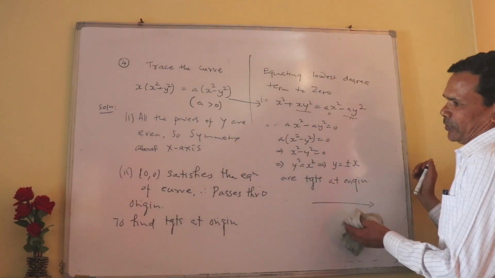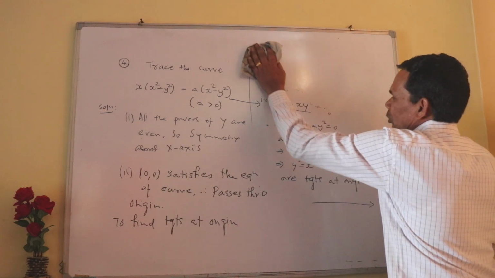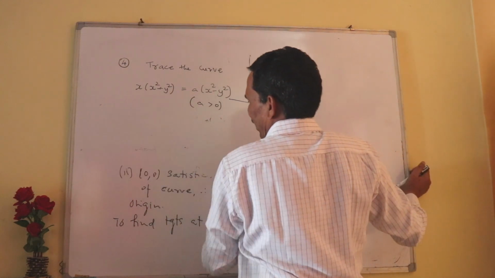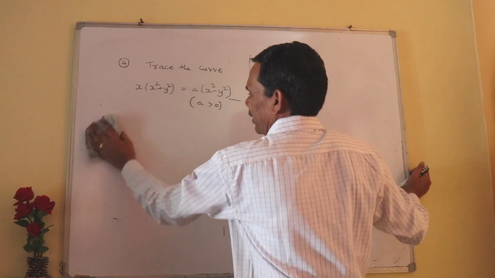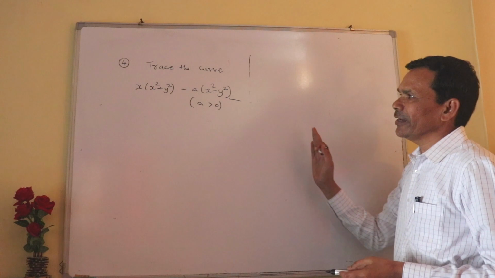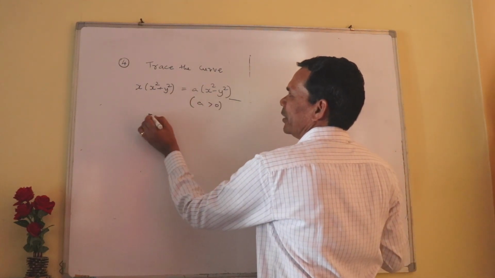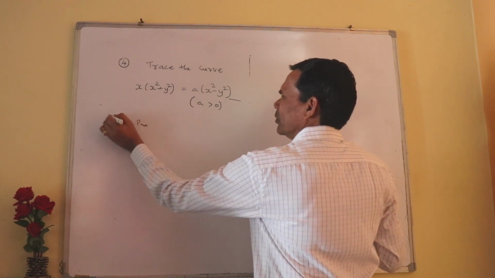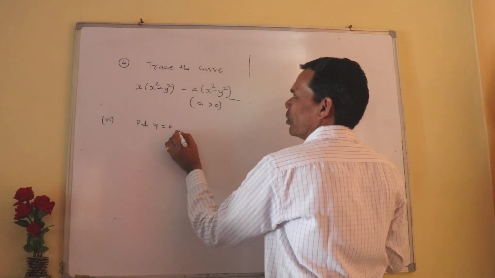Now next is the third point. It is the point of intersection with the x and y axis. So how is it obtained? Point of intersection with the x and y axis. If you put y is equal to 0 in the equation of the curve, see what is happening. That is the third point: put y is equal to 0 in the equation of the curve.